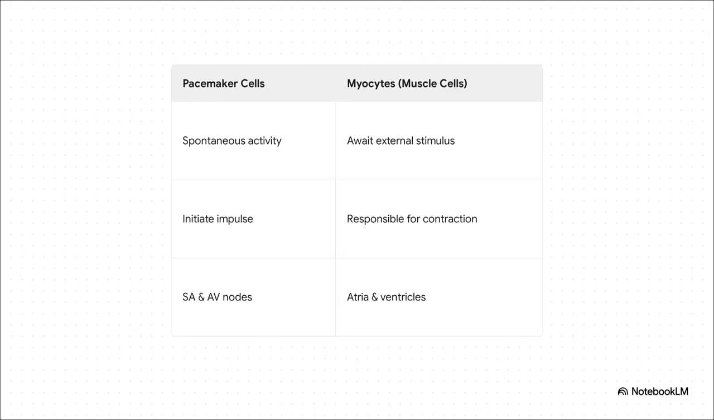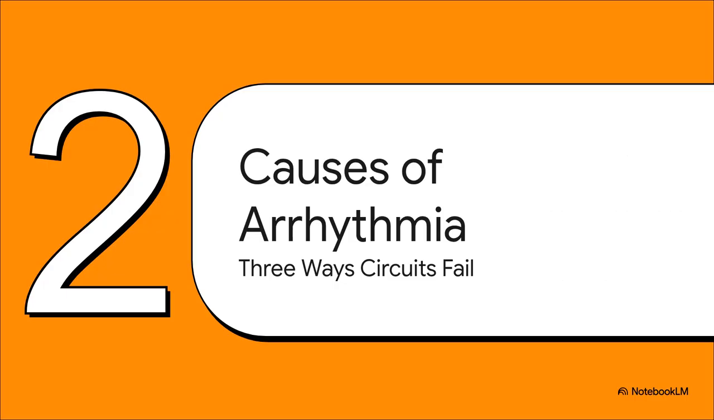On the other hand, you have the myocytes. These are the worker bees, the muscle cells that make up the rest of the heart. They're the followers. They just hang out and wait for that electrical signal from the pacemakers before they contract and do the heavy lifting of pumping blood. So, now that we've got the basics down, we can talk about how this elegant system breaks.